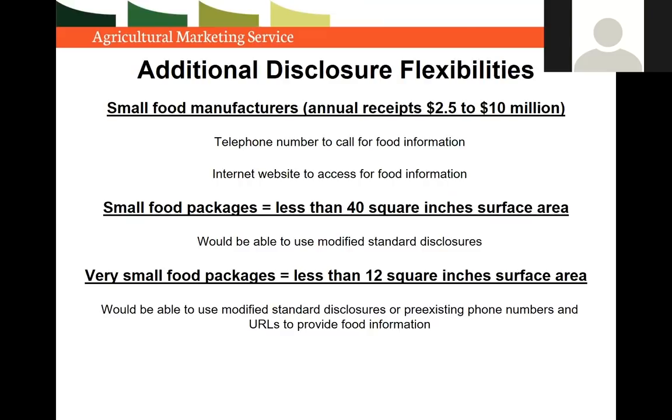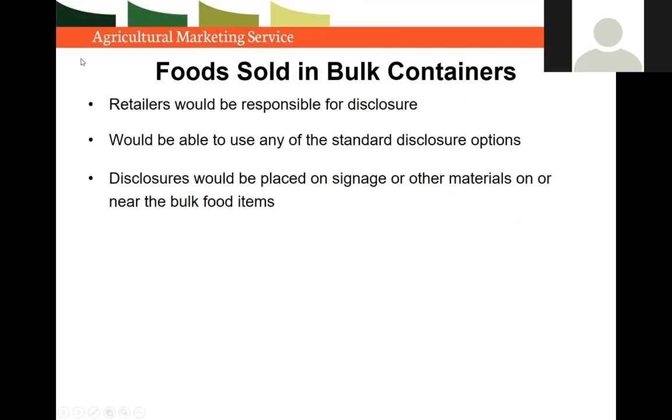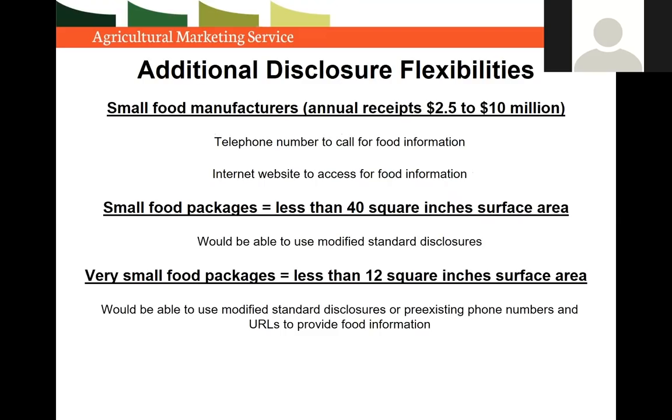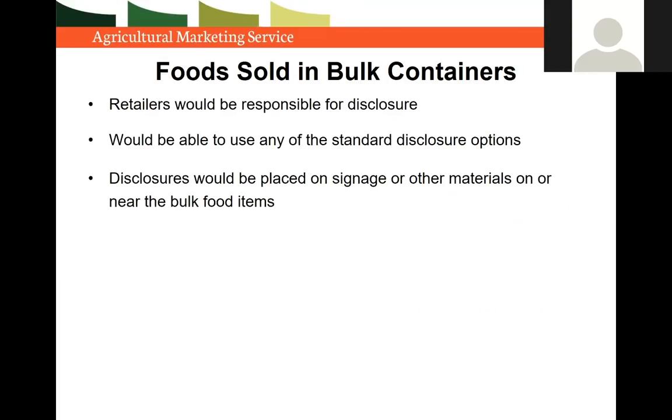The proposed rule also includes flexibilities for small food manufacturers. Small food manufacturers are defined in the proposed rule as any food manufacturer with less than $10 million in annual receipts, but more than $2.5 million in annual receipts. This is similar to the FDA definition of small food manufacturer. The proposed rule includes the option for small food manufacturers to provide disclosures through a telephone number or internet website that consumers can call or access for additional food information. Additionally, the standard proposes flexible disclosure options for food contained in small or very small packages.